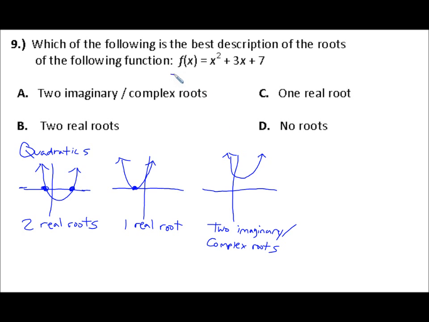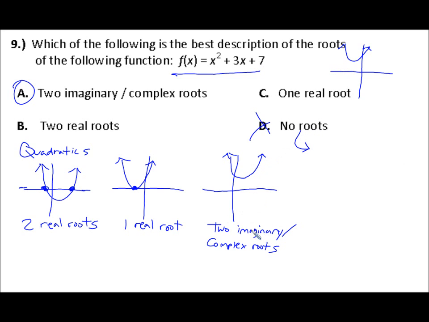If you test out this function in the graphing calculator, it looks something like this. That would be the 3rd case there, meaning it never crosses the x-axis, so it must have 2 imaginary and complex roots. The trick answer is D, no roots, because you would think if it doesn't ever cross the x-axis, it must not have any roots. Not true. Every quadratic has roots, sometimes you just can't see them.